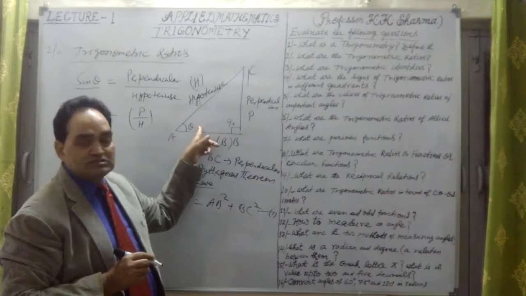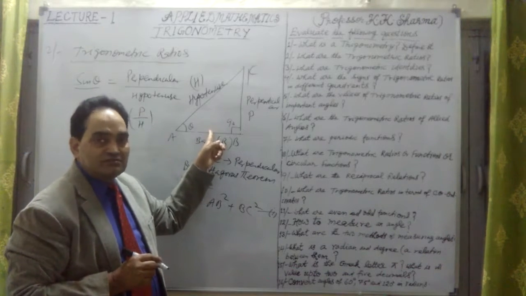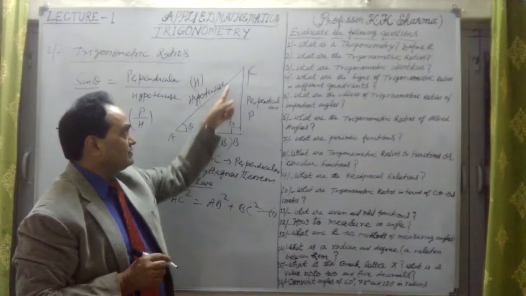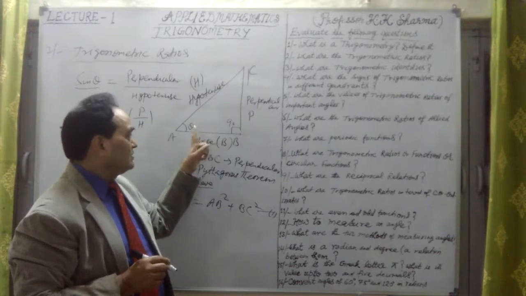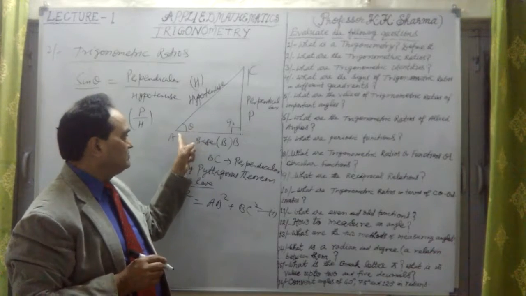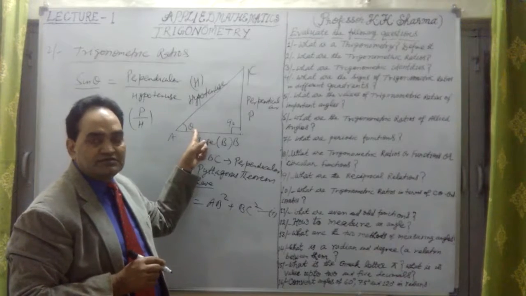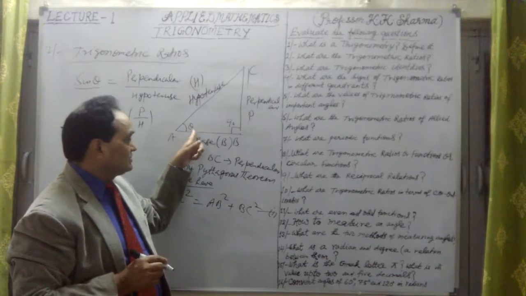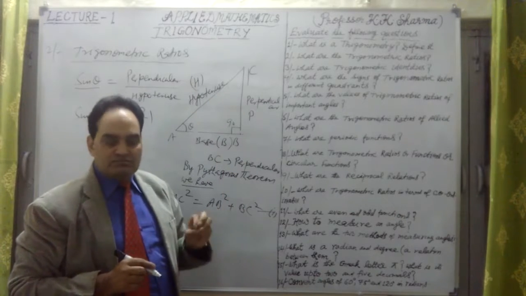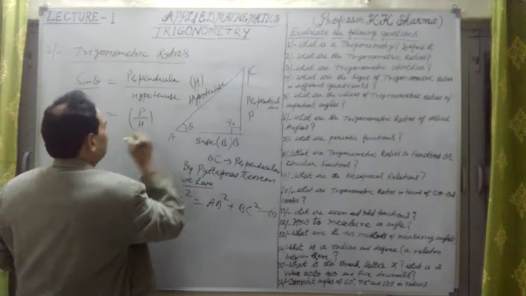Here perpendicular is the side opposite to the angle which we consider. If we consider this as theta, this will be the perpendicular, the side opposite to this angle. In this case, the angle CAB is being considered. So the sine of this angle theta is perpendicular upon hypotenuse. We have to remember some basic points here. With that, sine theta is P upon H.